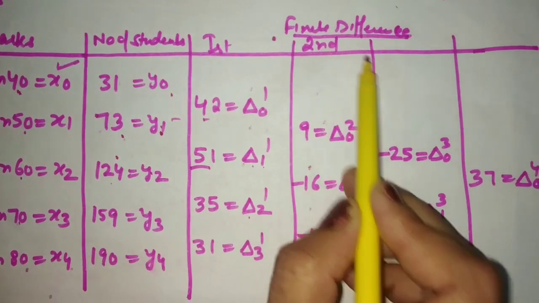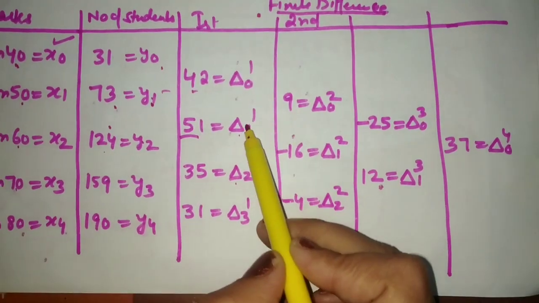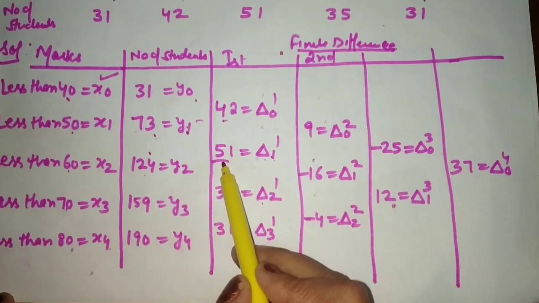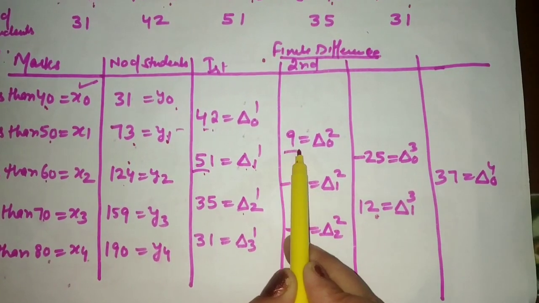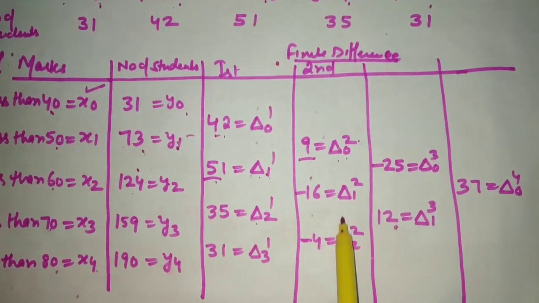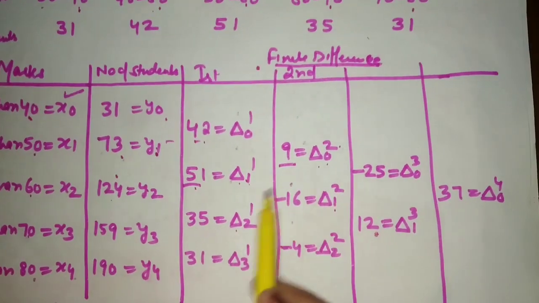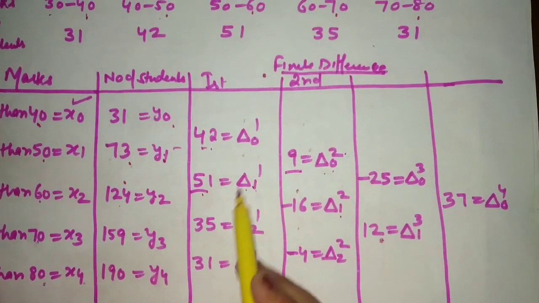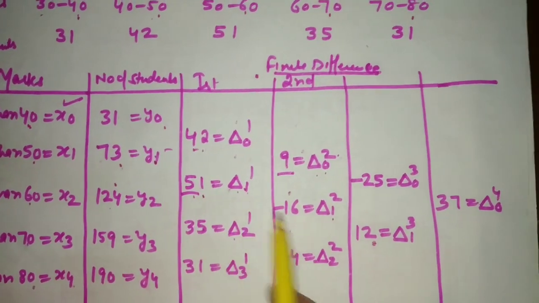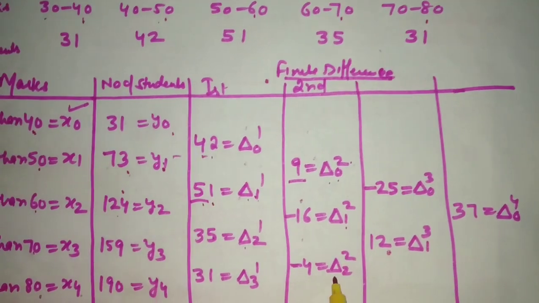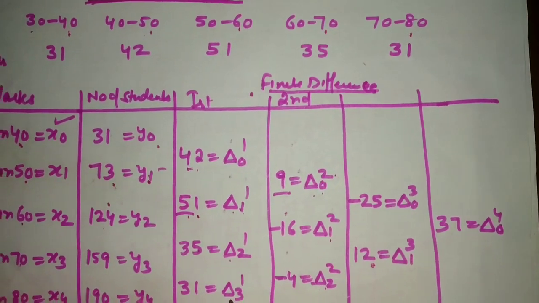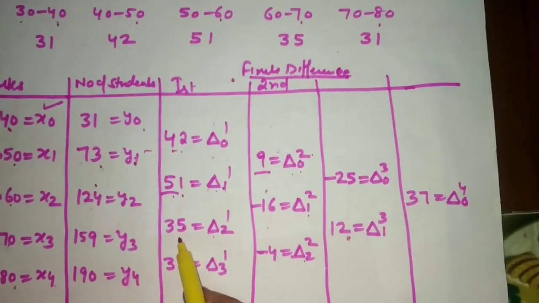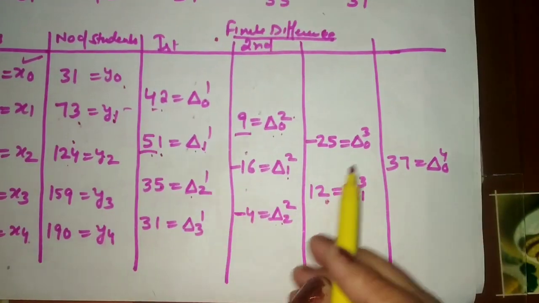Then the second differences. Delta 0 raised to power 2 is delta 1 raised to power 1 minus delta 0 raised to power 1, that means 51 minus 42, that is 9. Now delta 1 raised to power 2 is delta 2 raised to power 1 minus delta 1 raised to power 1, that is 35 minus 51, which is minus 16. Then delta 2 raised to power 2 is delta 3 raised to power 1 minus delta 2 raised to power 1, that is 31 minus 35, which is minus 4.